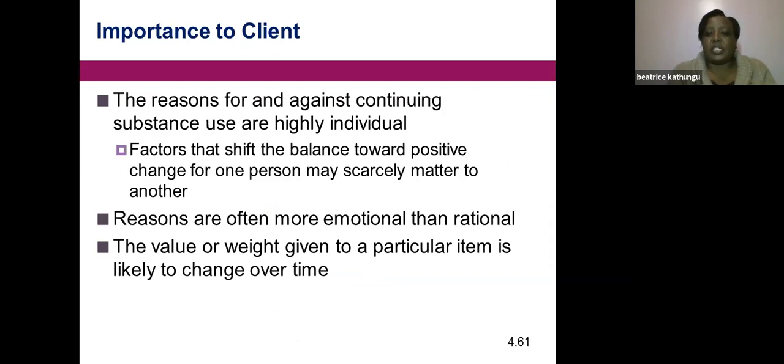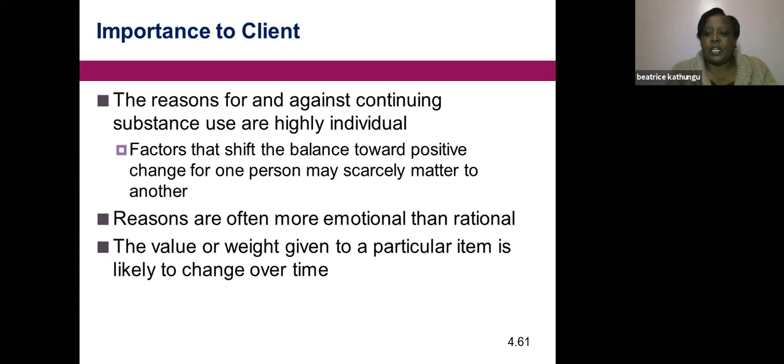Now, how is this important to the client? The reasons for and against continuing substance use are highly individual. I think that's important for us to think about. It is important to note that factors that shift the balance towards positive change for one person may not necessarily be the ones that will do that for another person. This is just to talk about how we have got our own subjective realities. How we perceive things is different.